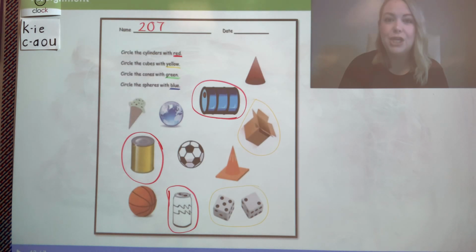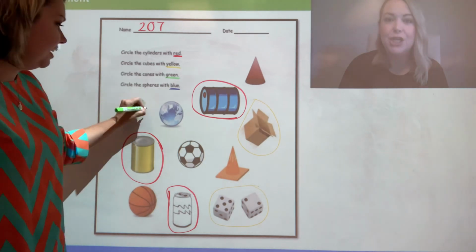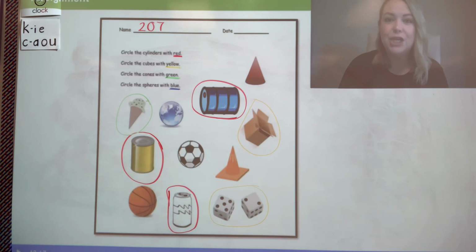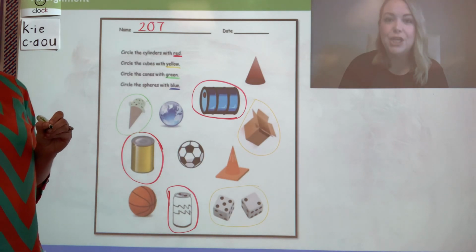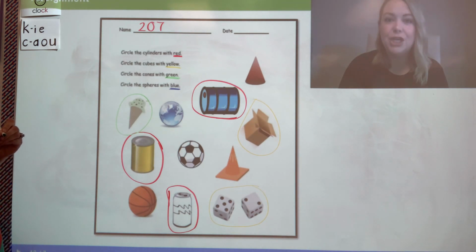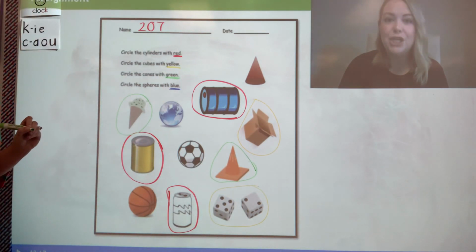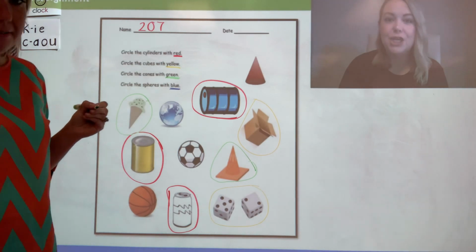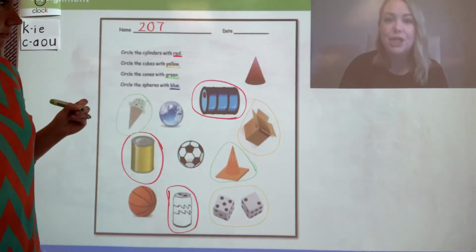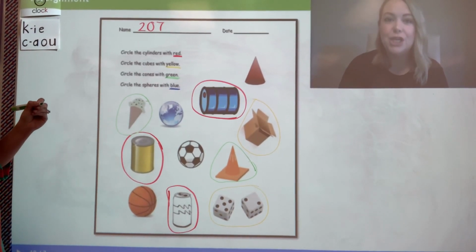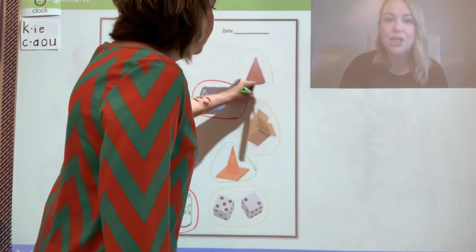Tell me a cone. The ice cream cone. Very good. That's a cone. Tell me another cone. Jonyan. The orange cone that they use on the street for traffic that shows you to stop or be careful. Very good. Are there any more cones? Who haven't I called on? Nicole? The red cone up here at the top.